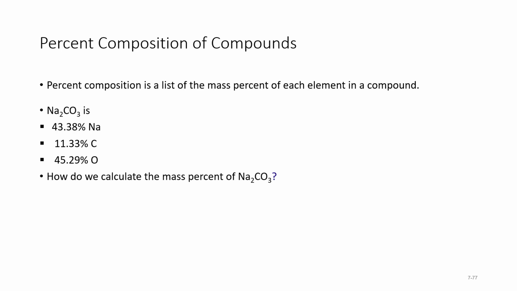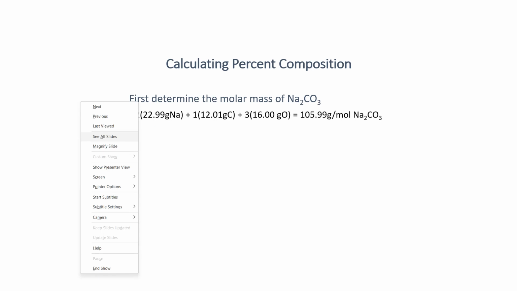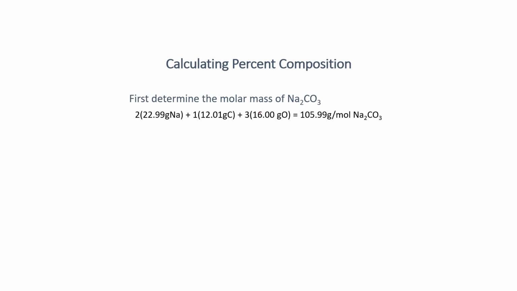So how do we calculate the mass percent? First, determine the molar mass of Na2CO3. So we have 2 sodium, and the mass of each sodium is going to be 22.99. Then we have 1 carbon, and the mass of carbon is 12.01. Then we have 3 oxygen, so that's 16 times 3 grams of oxygen. When we add those together, we get 105.99 grams per mole. So that's our total.